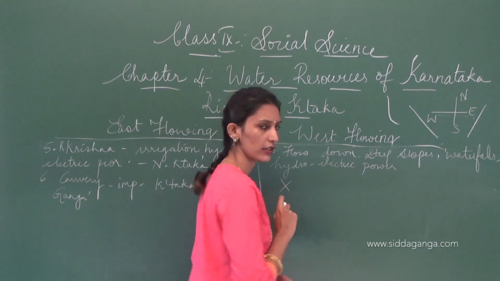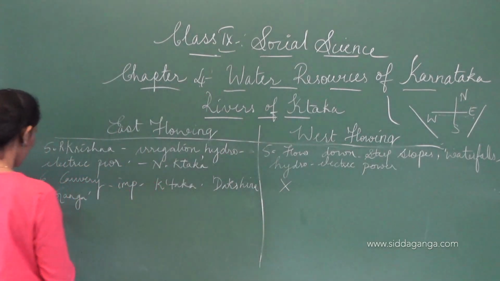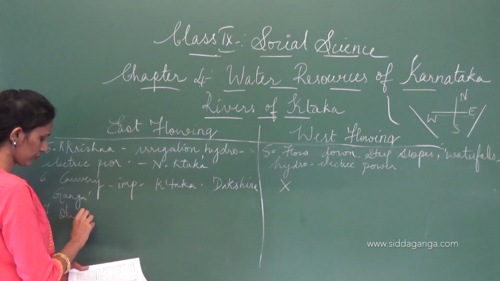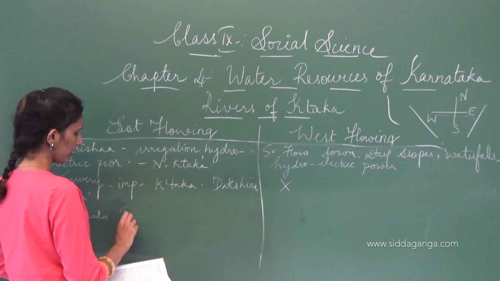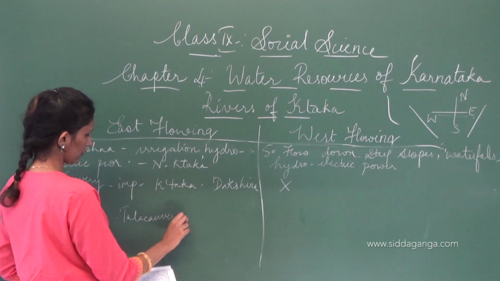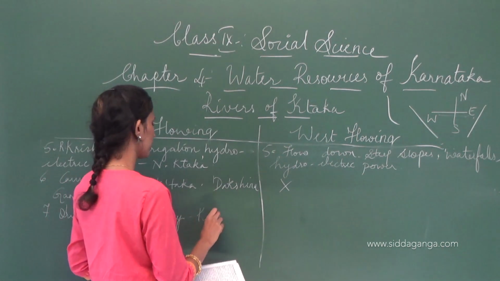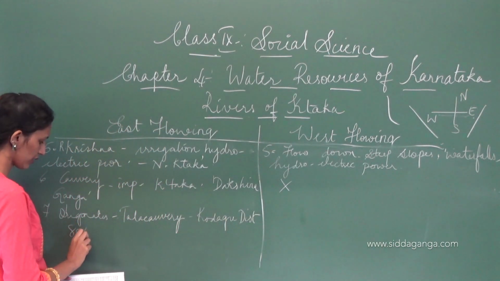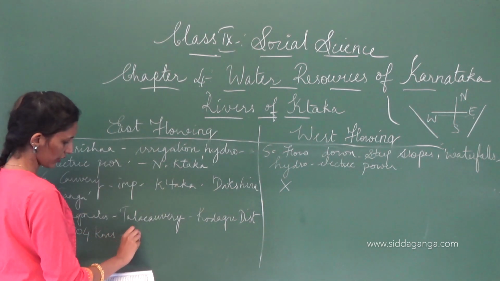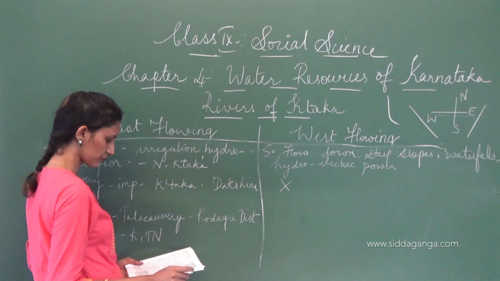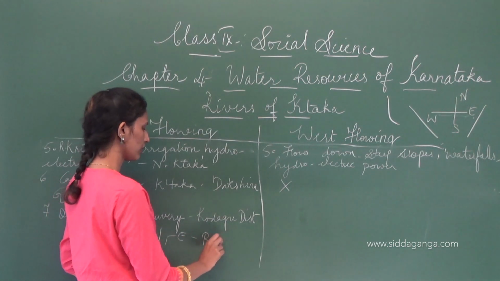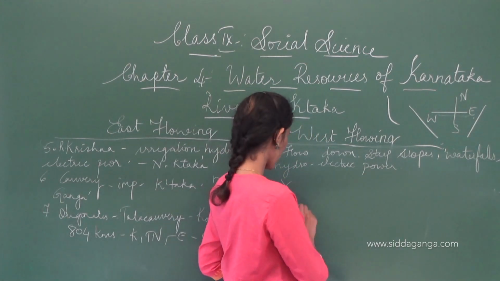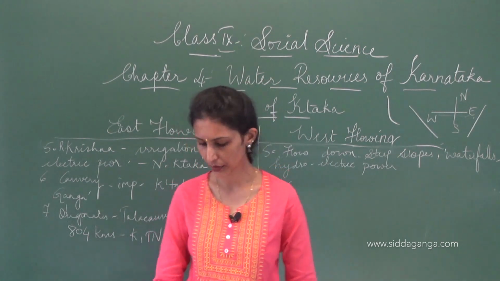There is no such point over here. No sixth point. Moving on to the seventh point. Okay. Kaveri originates in Talakaveri in Kodagu district, and it flows 804 kilometers through Karnataka and Tamil Nadu towards the east and joins the Bay of Bengal. Okay. Now there is no such point over here. Moving on to the eighth point.